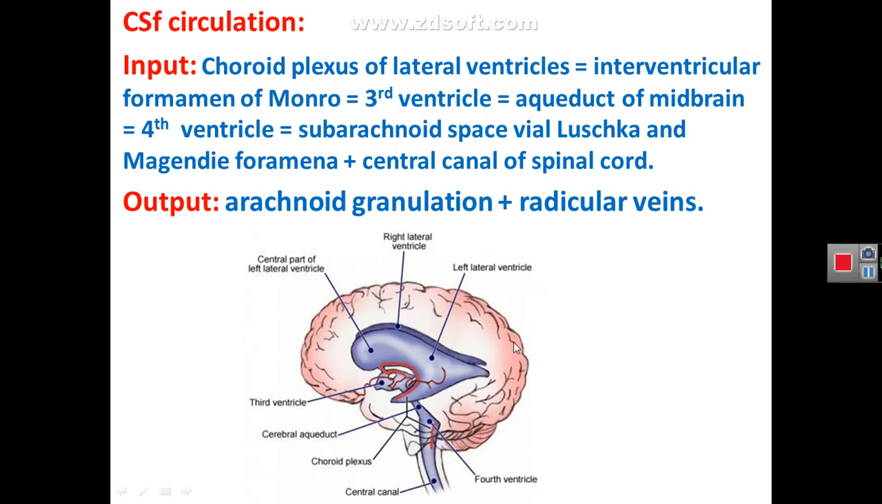Later on, the arachnoid granulations are projections of the arachnoid mater into the superior sagittal sinus that will allow exit or output of CSF back to the venous blood. And also the CSF in the central canal and subarachnoid space of the spinal cord will be drained by the radicular veins.